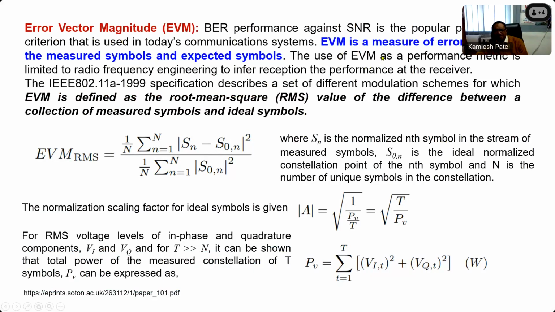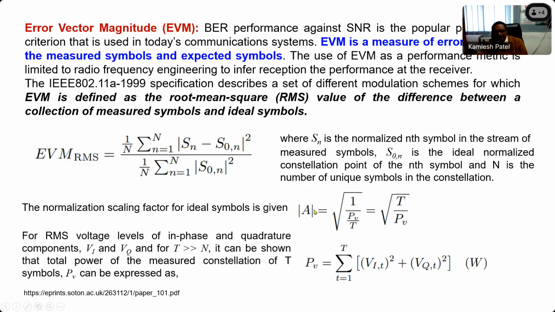So the use of EVM as a performance metric is limited to radio frequency, which shows the performance of the receiver. There are guidelines defined by IEEE 802.11a in 1999, which defined the EVM as the root mean square value of the difference between the collection of measured symbols and the ideal symbols. So the ideal symbol will be known as S_0,n, and any difference between the measured symbol, this difference divided by the actual ideal symbol, is taken as the EVM RMS. So this is again taken care of by the measurement equipment.